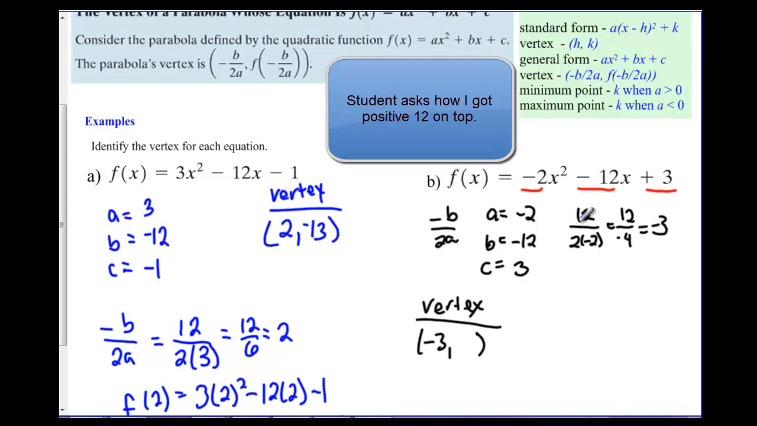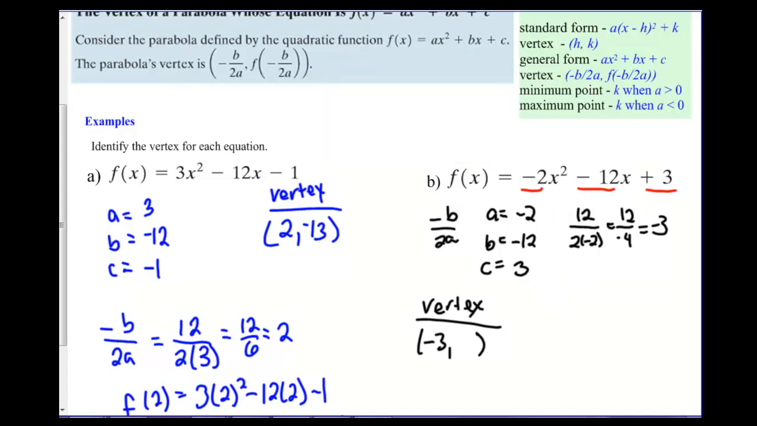So it's a negative. So technically, if I want to look at, this is what I'm doing, then I have -12 over 2 times -2. So the -12 gives us a positive, and then 2 times -2 is going to give us that -4. So that's how we're getting right here. Is that okay? All right.